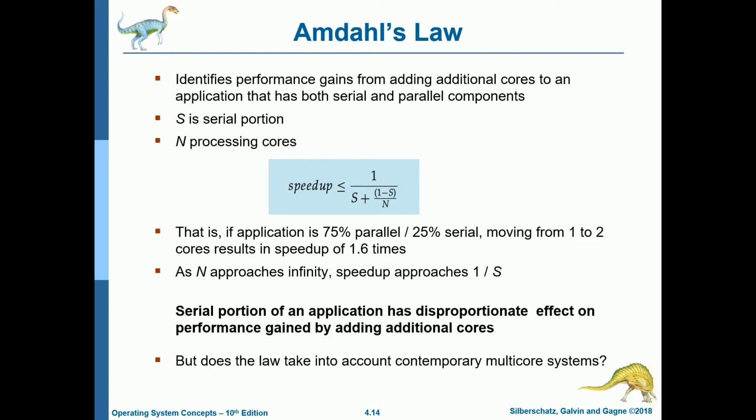And so, with this inequality, we gain a speedup that is less than or equal to 1 over S plus (1 minus S) over N. Keep in mind, 1 minus S corresponds to what is in parallel. So, for example, if we have an application that is 75% parallel and 25% serial, moving from 1 to 2 cores, the result is a speedup of 1.6 times.